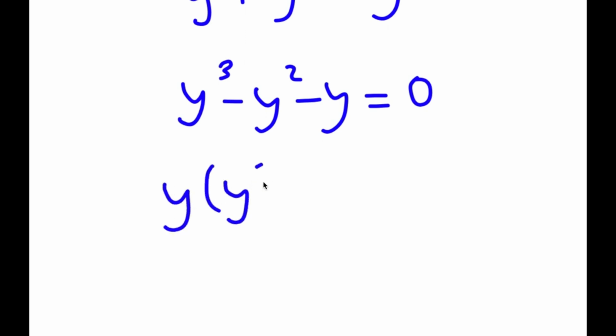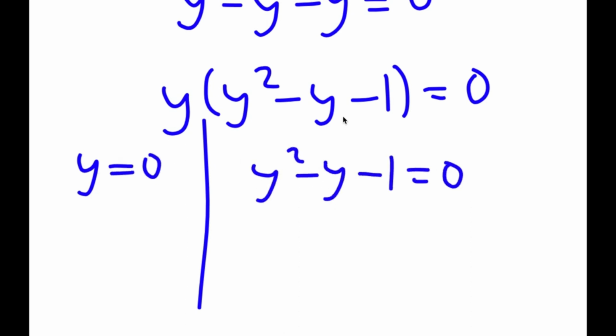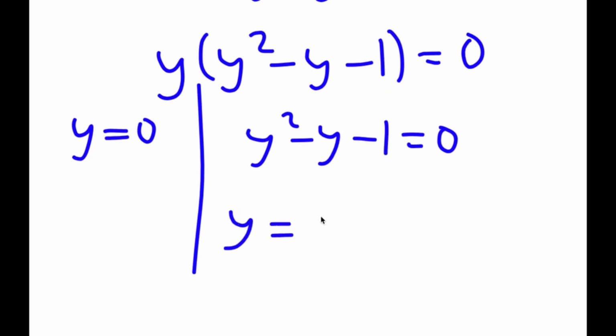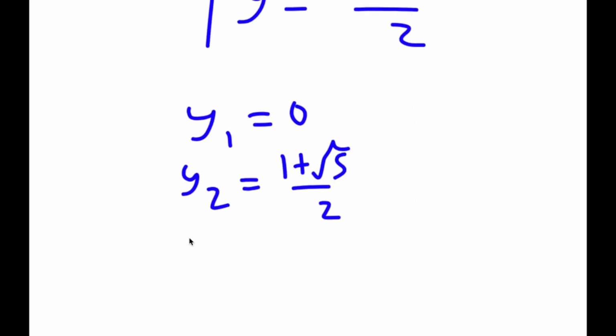Now if I factor out y, I get y times y squared minus y minus 1 is equal to 0. So this gives me two equations. I get y equals 0 and y squared minus y minus 1 is equal to 0. So for y squared minus y minus 1 equals 0, I'm going to use the quadratic formula. And if you do end up doing it, you should get y is equal to 1 plus or minus the square root of 5 over 2. So my solutions for y are 0, 1 plus the square root of 5 over 2, and 1 minus the square root of 5 over 2.